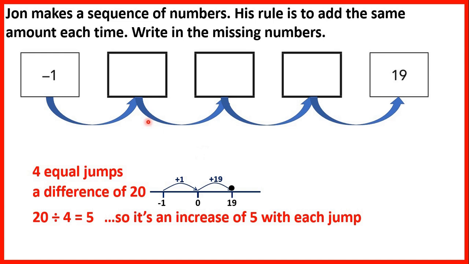So to find this box here, we need -1 plus 5. That's 4 because from -1, if we add 1, that gets us to 0, and then because we want to add 5 altogether, we need to add 4 more, because if we add 1 and then 4, that's adding 5, and 0 plus 4 is 4. Then 4 plus 5 is 9, 9 plus 5 is 14, and 14 plus 5 is 19.